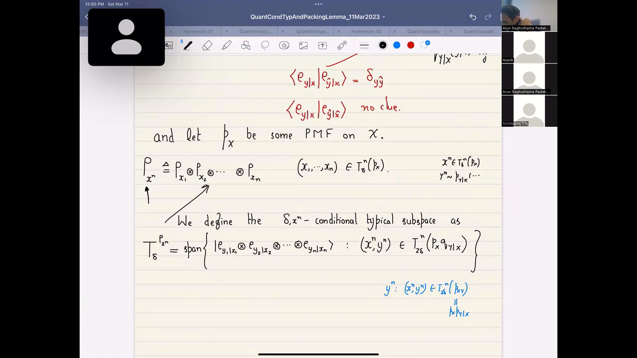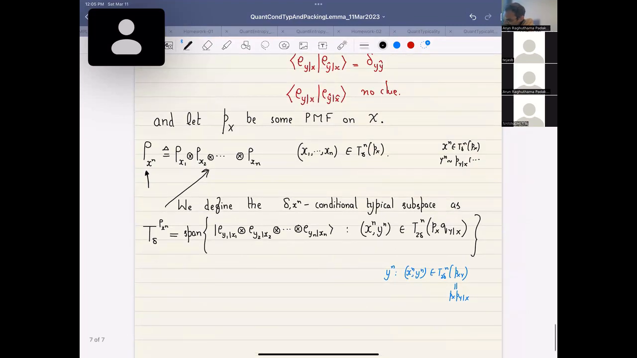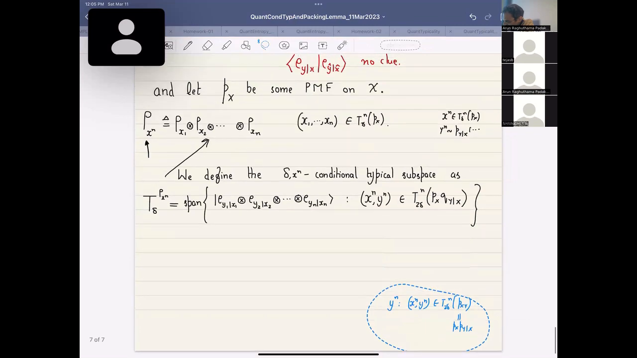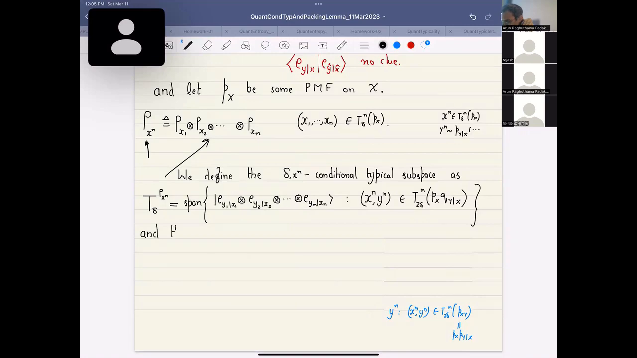I'll state this definition and do an example. Otherwise, it's very hard to understand what's going on. And the conditional typical projector, you should put the delta and the xn and all that. Conditional typical projector pi rho xn delta. I mean, this notation is crazy. Everybody uses a different notation. I'm also using something different than what I myself use, but let's get the idea first.